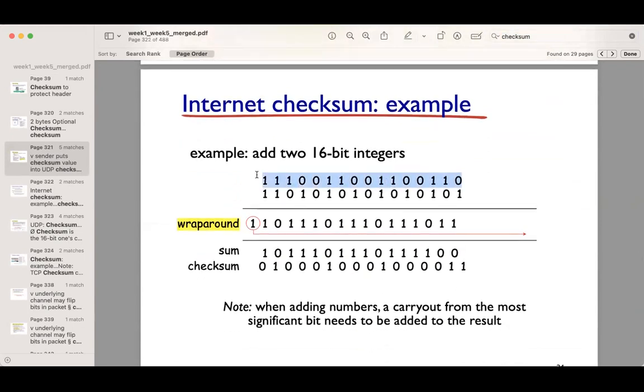So you just have the calculation like this. You list these two numbers and then add them together. And if you have a number that exceeds 16 bits, then you move the overflow to the end of it, and then you will get the sum. As you can see here, we add 1 at the end, so it will be 100 instead of 011. And then we compare with the checksum. Just add these two together, and then you can get the answer.